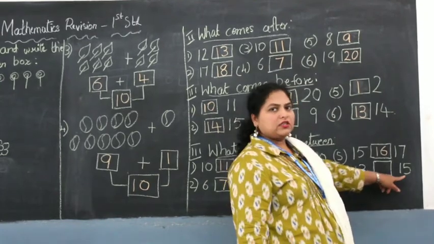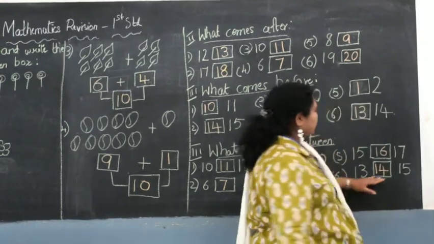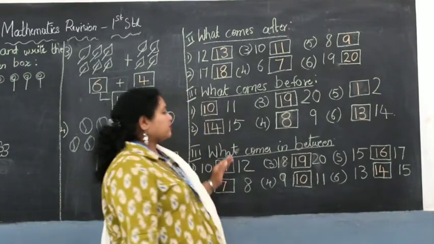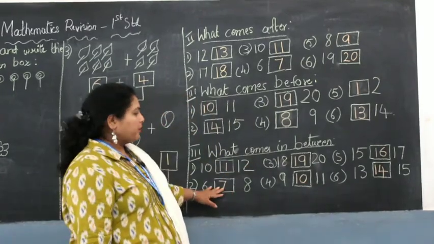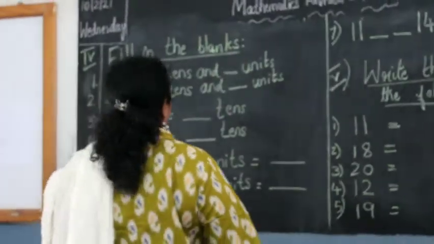13, 14, 15. So 14 is the answer. 13, 14 and 15. So this is what comes in between. Write it down in your classwork and we'll go to the next one. So let's go to the next one, children.